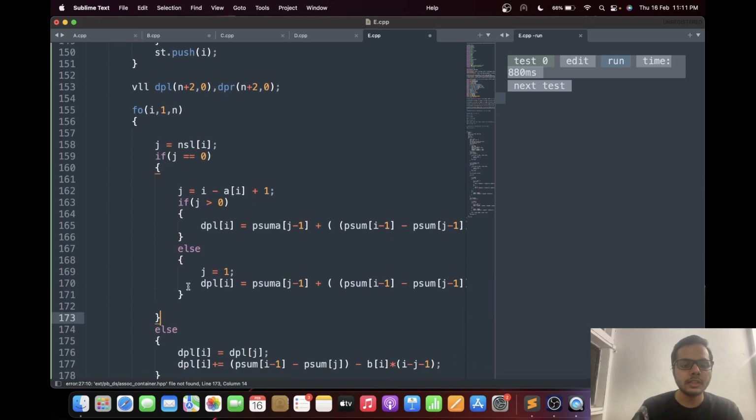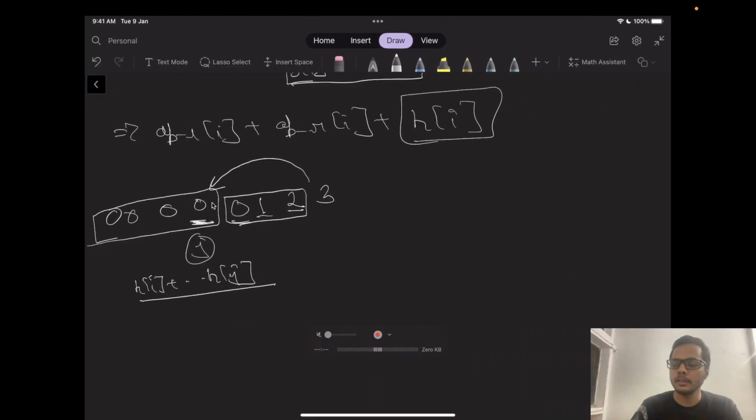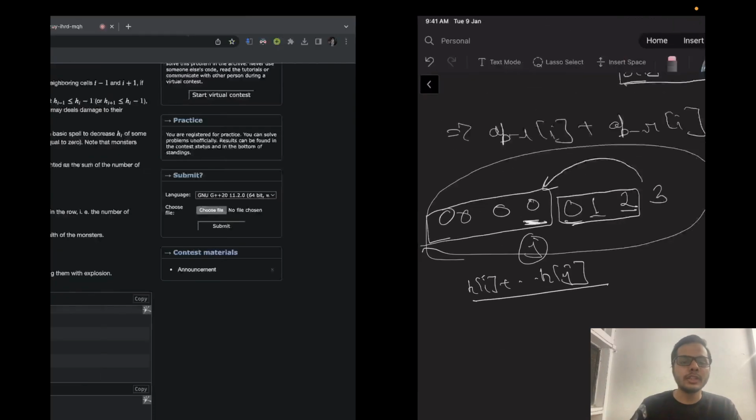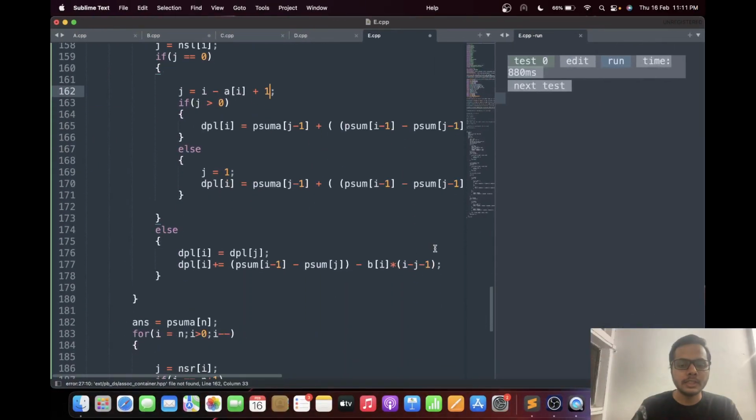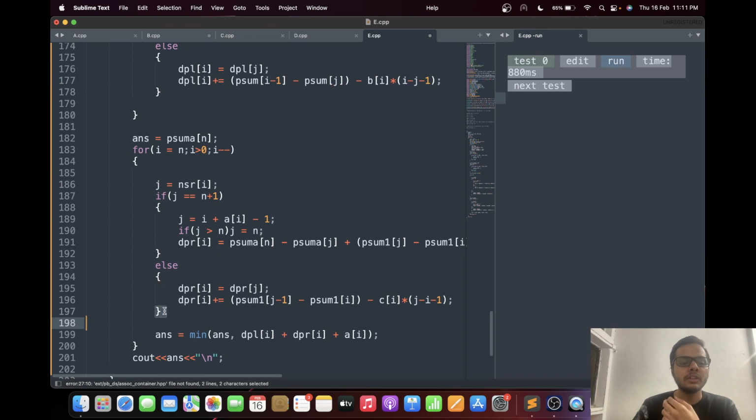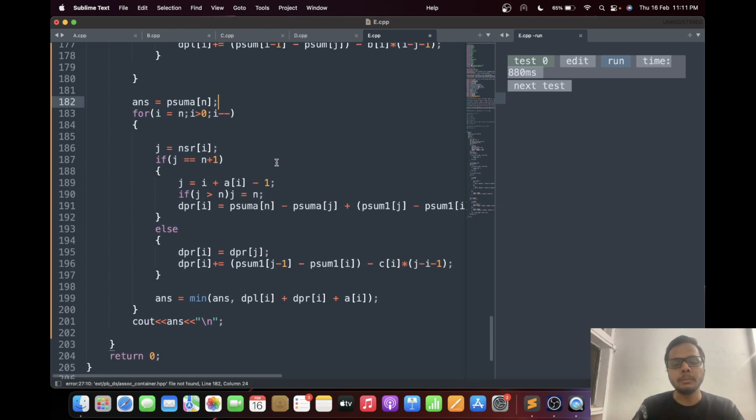The first case is here that you are getting a zero. By getting a zero, I mean you are getting into a situation like this. Okay. And if you don't get into a situation like this, then the transition is pretty easy. It's going to be dp of j plus the cost of converting elements from j plus 1 to I minus 1, which can be easily calculated. And you symmetrically solve it for the right half. And once you have these dp values, then the answer is going to be the minimum of dpl of I plus dpr of I plus a of I. Okay. A of I is nothing but health of I, right?